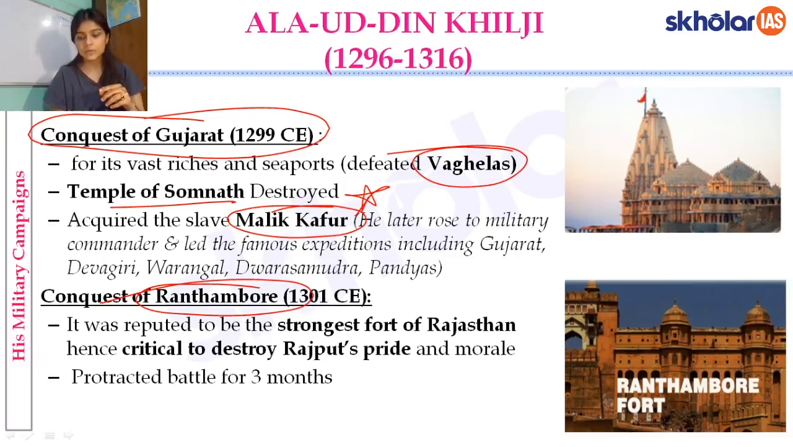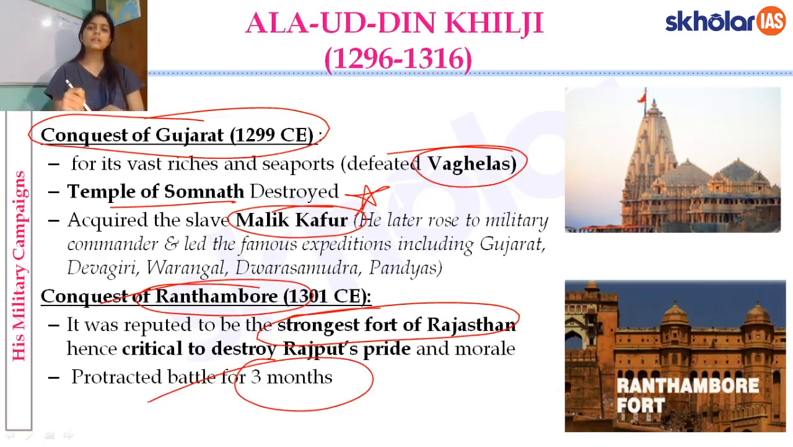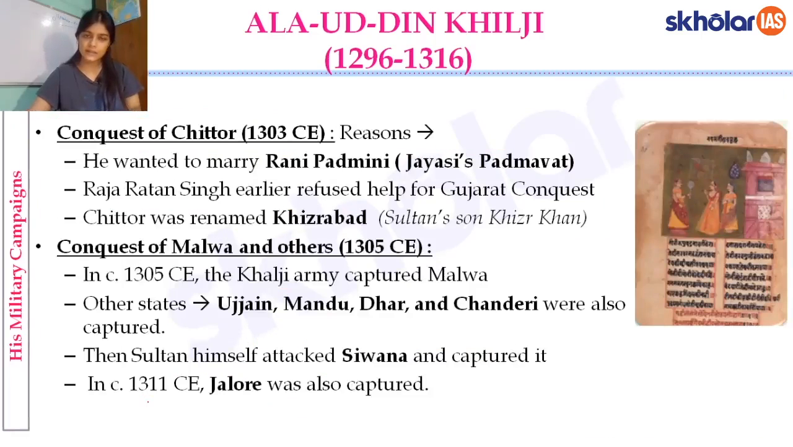Because Ranthambore fort was the strongest fort of Rajasthan, and it was critical for him to destroy Ranthambore, so that he sends a strong message to the entire Rajput community that I have destroyed your pride, your morale, and morally they are already defeated, the other Rajputs. And of course, it was a protracted battle. It lasted quite long, for around 3 months, but ultimately Ranthambore was conquered, and Ranthambore was added to Khilji's empire.